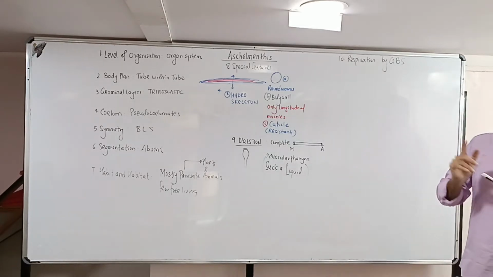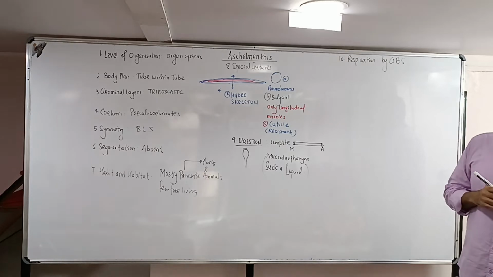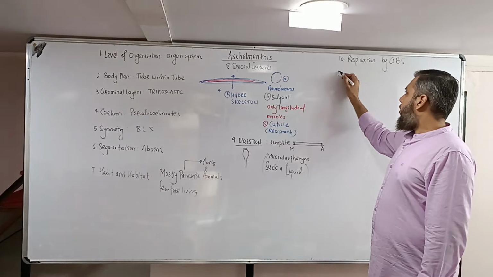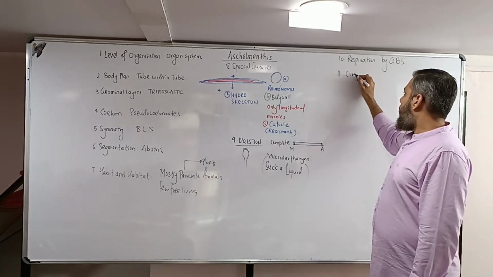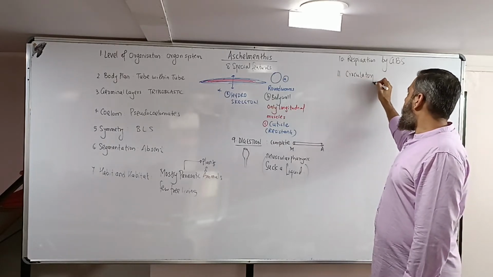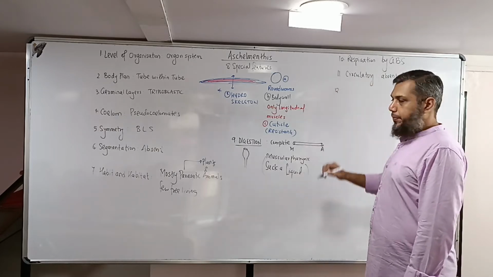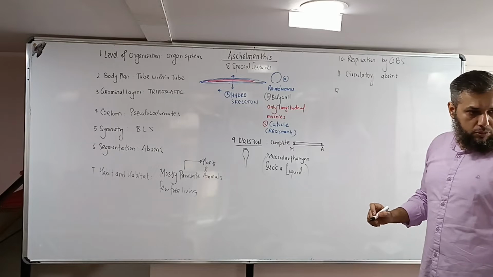So that is why I have written GBS. It is by their general body surface. Do you understand what we mean by general body surface? Then, what is the 11th thing we talk about? Circulatory system. It will be absent. Then, excretory system.